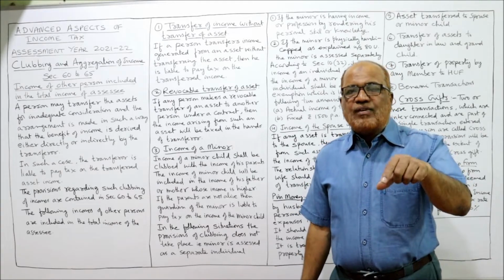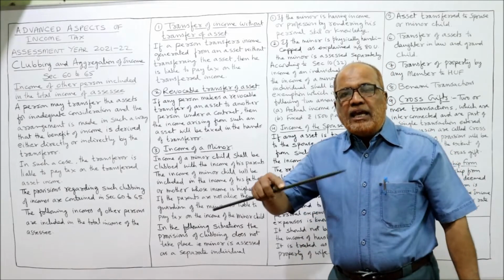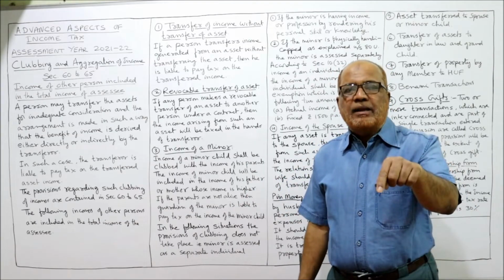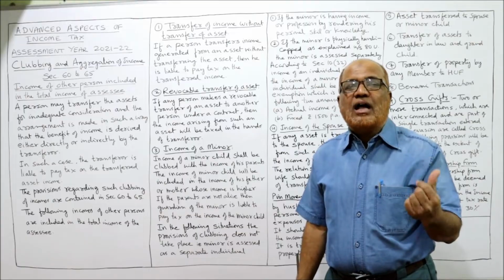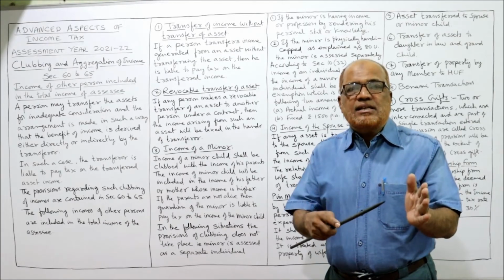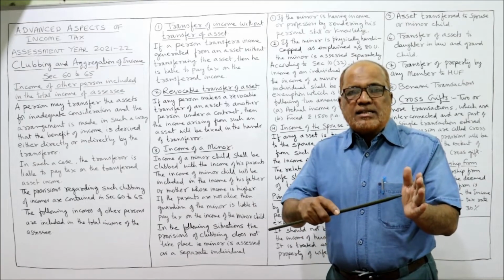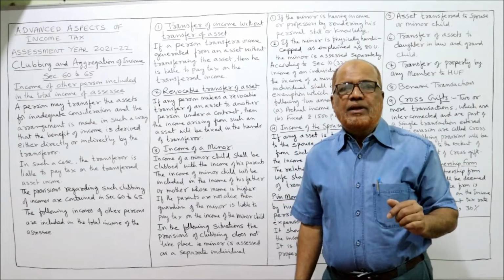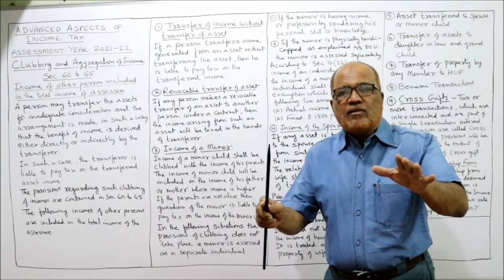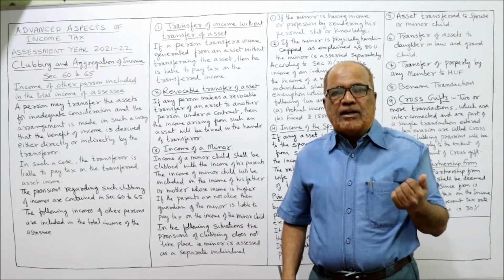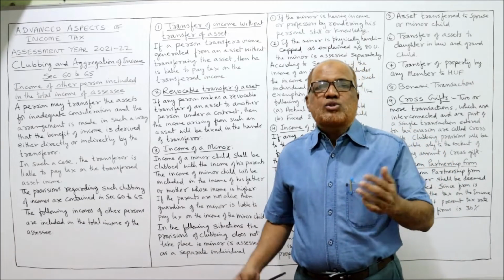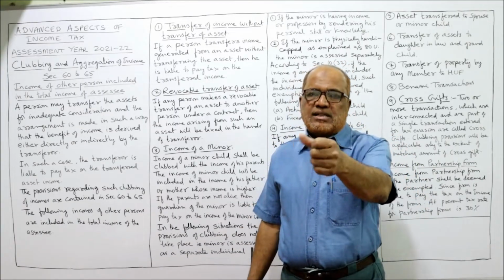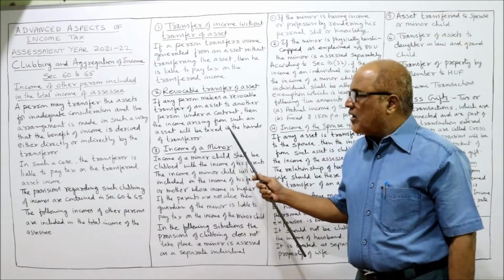So if the transfer is revocable, then any income arising on that asset is taxable in the hands of the transferor. X is the transferor. X has transferred the asset to Mr. Y for a specified period of time, on the condition that after the expiry of the period, again the property will be reverted back, taken back by X. It is called revocable transfer. Then income arising on that transfer is taxable in the hands of the transferor.